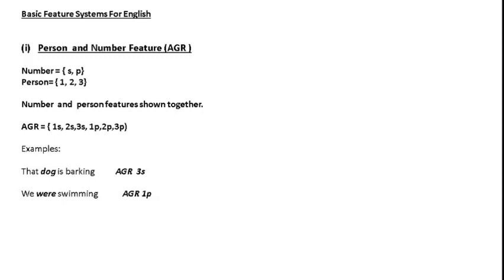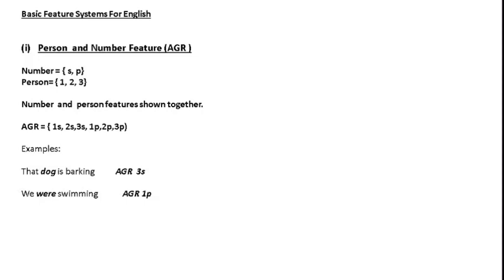So these two things combined together give us a single feature, and that is known as AGR. AGR can take these 6 values. 1s means first person singular. The first digit stands for the person, and the second letter stands for the number feature. And it can take 2s, which means second person singular, 3s means third person singular, 1p means first person plural, then second person plural, and third person plural. So let us see some examples to understand the AGR feature better.